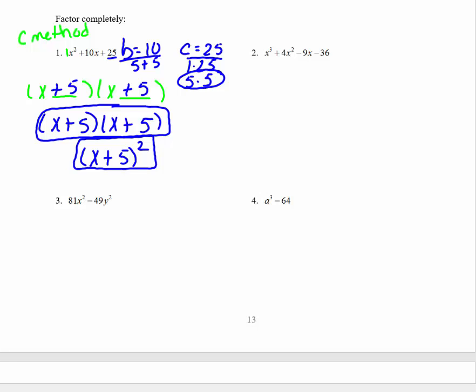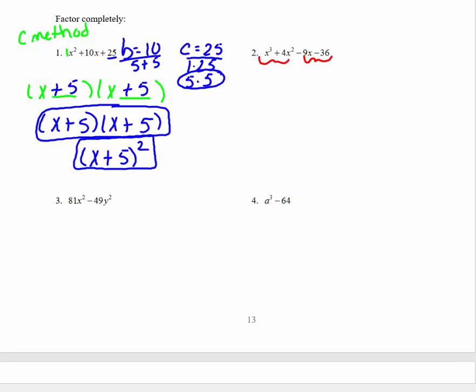So looking at number 2, we have x cubed plus 4x squared minus 9x minus 36. First thing we always look for is a GCF. There's nothing in common in all 4 terms. Now, we just said we had 4 terms, so if we have 4 terms, we factor by grouping. And how do we group? We group the first 2 and pull out what's in common, and then we group the second 2 and we pull out what's in common.